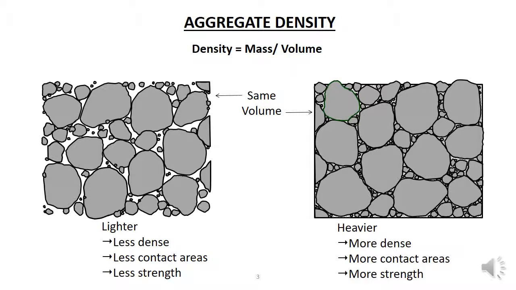So the aggregate needs to be at a certain moisture content that is not too wet, not too dry, to allow it to be compacted to the required density and strength. This moisture content is called the optimum moisture content. So let's look at that in a bit more detail.